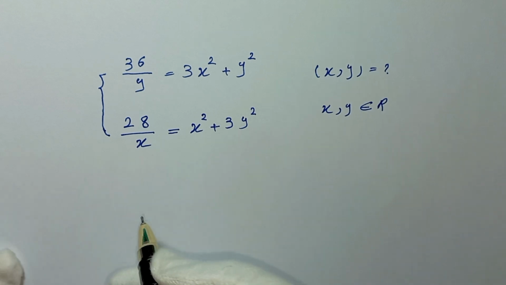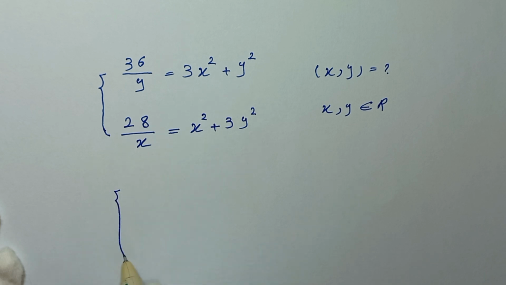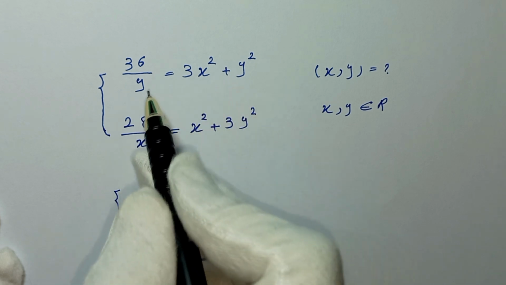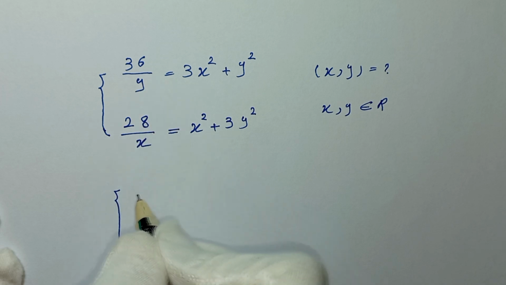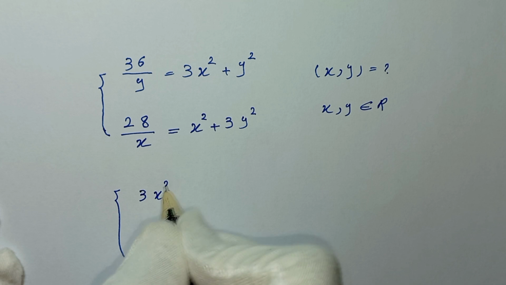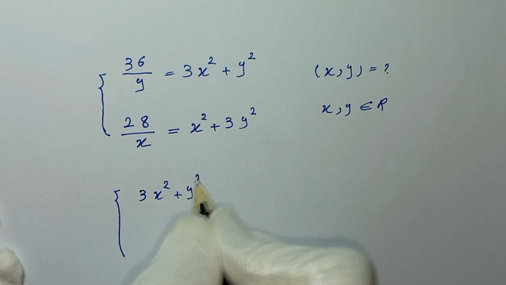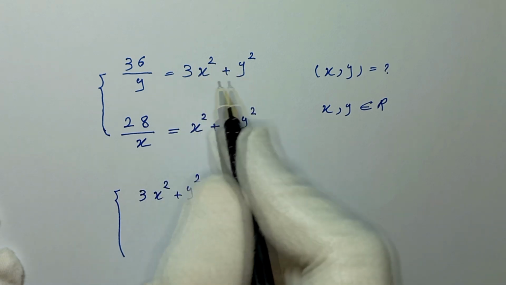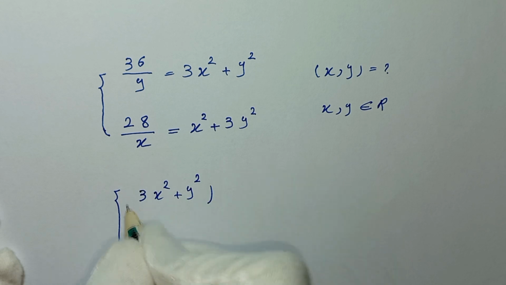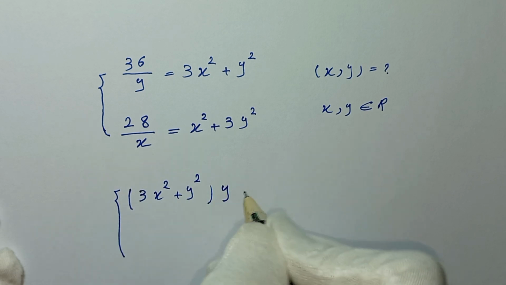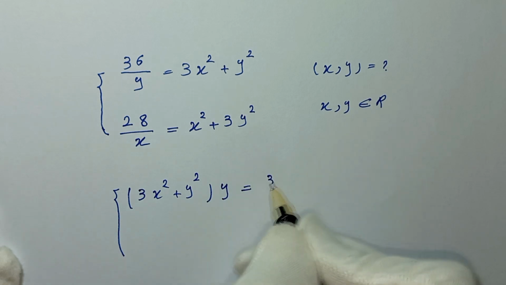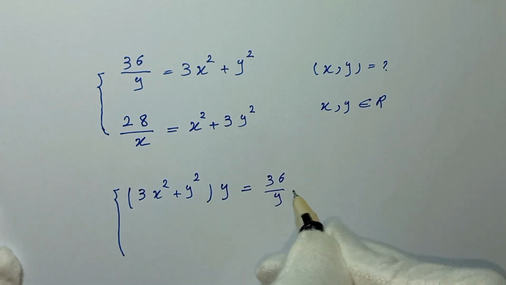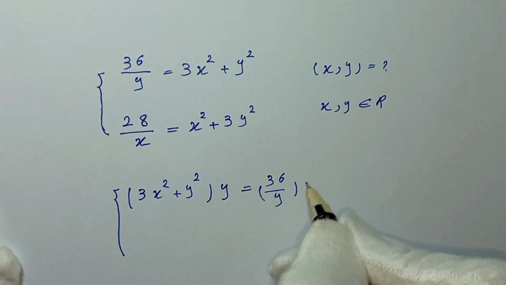In the first step, we start with this equation and multiply both sides of this equation by y. So it will be 3x squared plus y squared, we write the right side first, times y is equal to 36 over y times y.